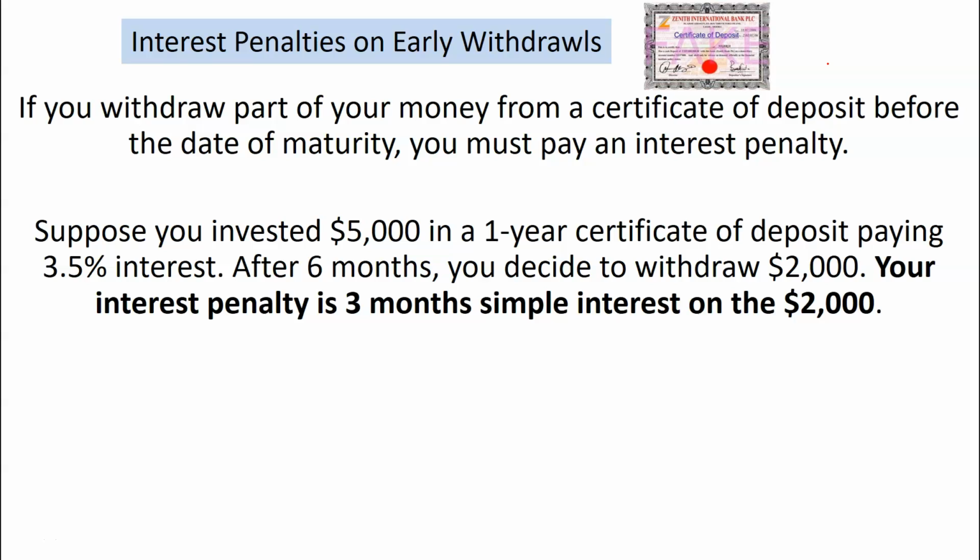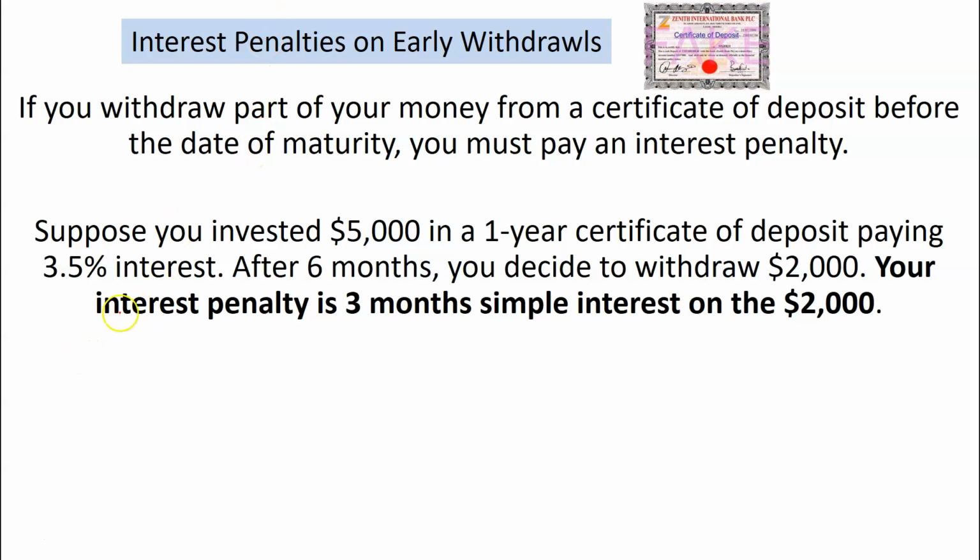If you withdraw part of your money or all of your money out of a certificate of deposit before the maturity date, you're going to pay an interest penalty based on the amount of what you withdrew. Okay, so you only pay the penalty on the amount you withdraw, not the entire amount. Please remember that. You only pay the penalty on the amount you withdraw.